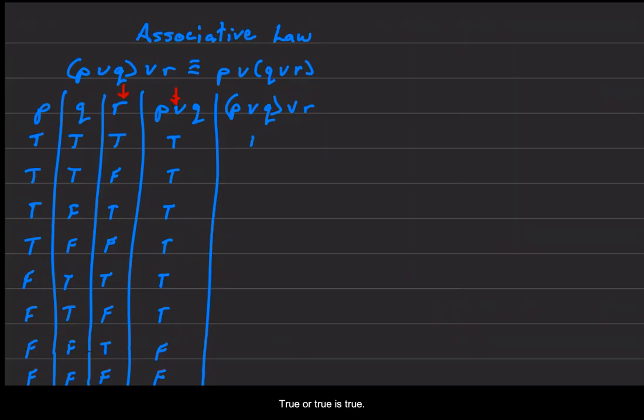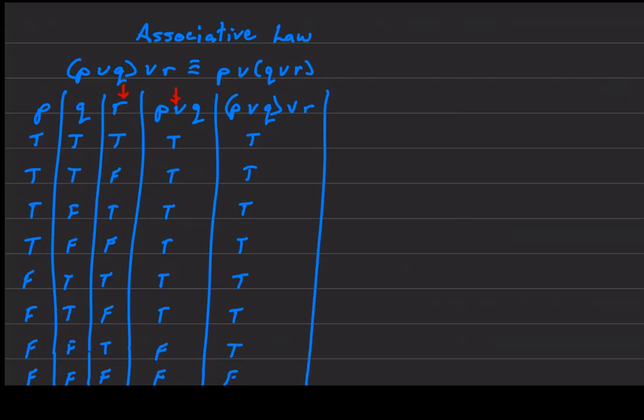True or true is true. False or true is true. True or true is true. False or true is true. True or true is true. False or true is true. True or false is true. False or false is false.